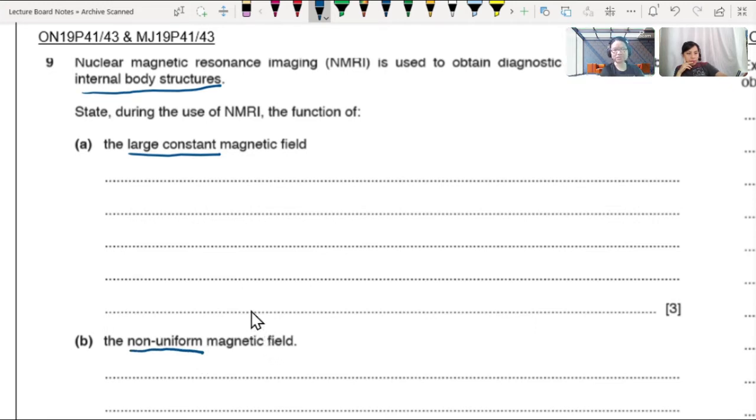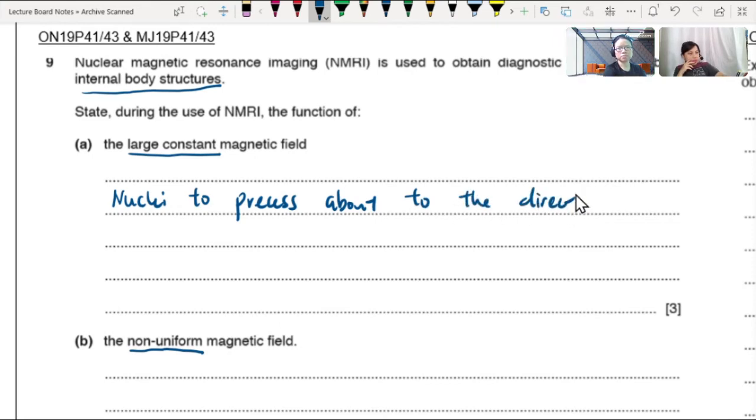Or your secondary field. So I think the immediate idea that you should think about is, oh, we turn on the large field so that all the nuclei will precess, the P word, precess, along the magnetic field. So that would be the first point. You could say that it causes the nuclei to precess about or parallel to the direction of this large constant magnetic field.